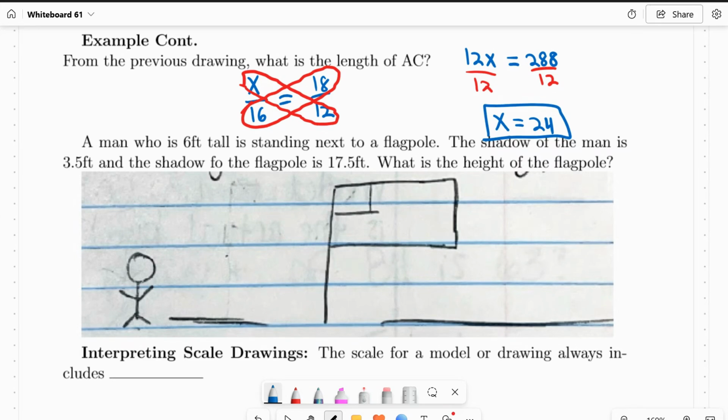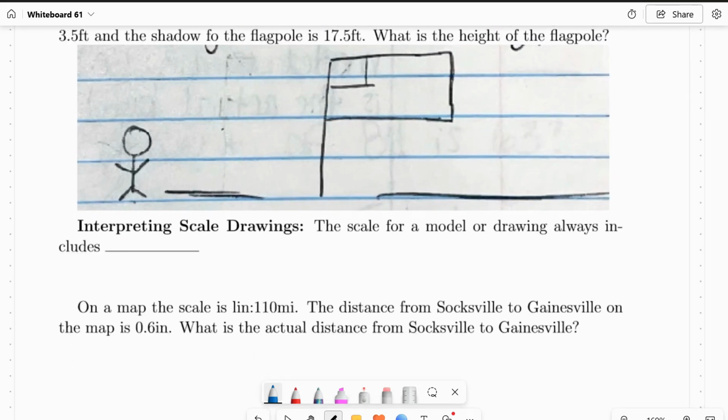The second example is of a man and a flagpole. I want you guys to try this one on your own and give it a go, and we'll take a look at it together in class. We'll also talk about scale drawings in class as well.